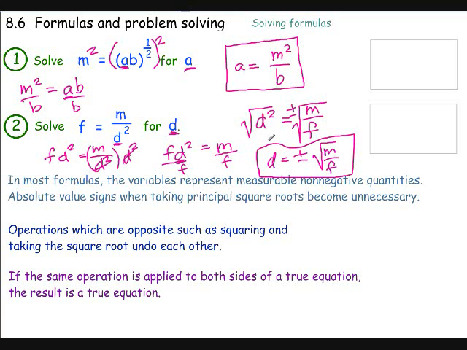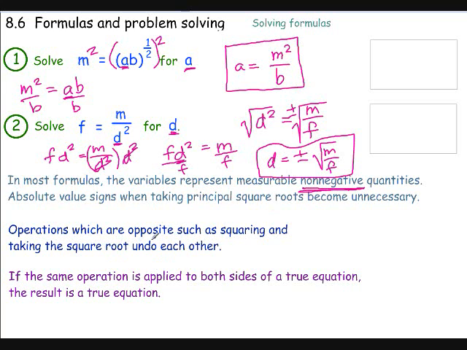Now let's just talk about some of the general rules that work every time. In most formulas, the variables represent something you can measure, and usually non-negative. So some of the problems we ordinarily come into, like you can't let a numerator go to 0, oftentimes that becomes a moot point. We don't have to worry about taking absolute value signs when taking principal square roots because of that.